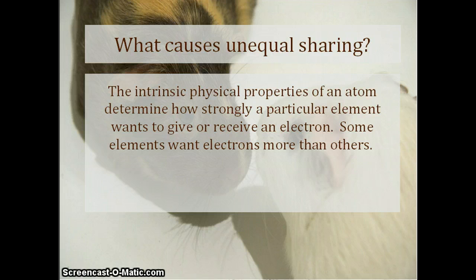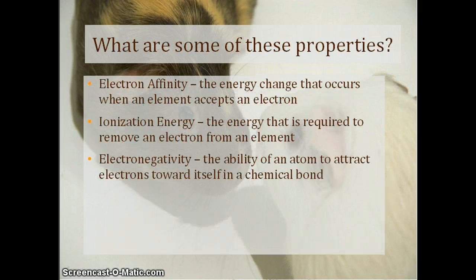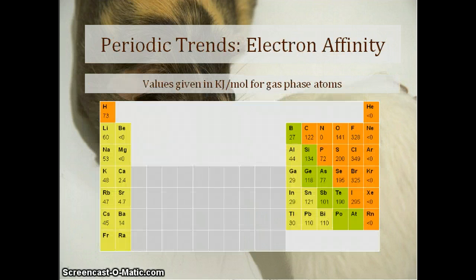You may be wondering what causes unequal sharing of electrons. Atoms have intrinsic physical properties that determine how strongly a particular atom wants to receive or give an electron. These properties are represented by the results of experimental measurements. We will look at electron affinity, ionization energy, and electronegativity.